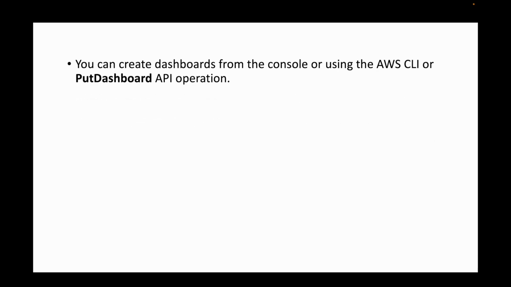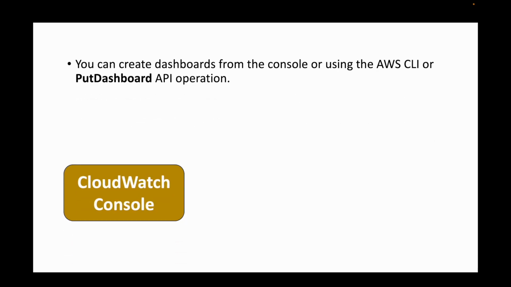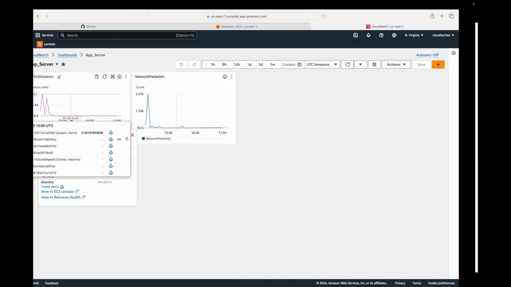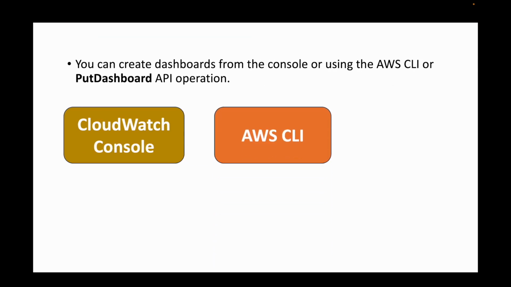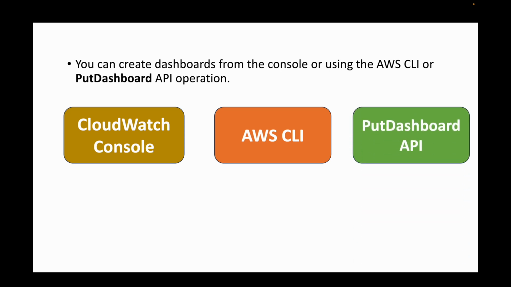All right. Now, there are different ways that you can create your dashboard. So you can use your CloudWatch console. So I'll be showing you that. And then you can also make use of your CLI commands. You can also make use of your API calls. So we can use this PutDashboard API operation to create your CloudWatch dashboards in the service.